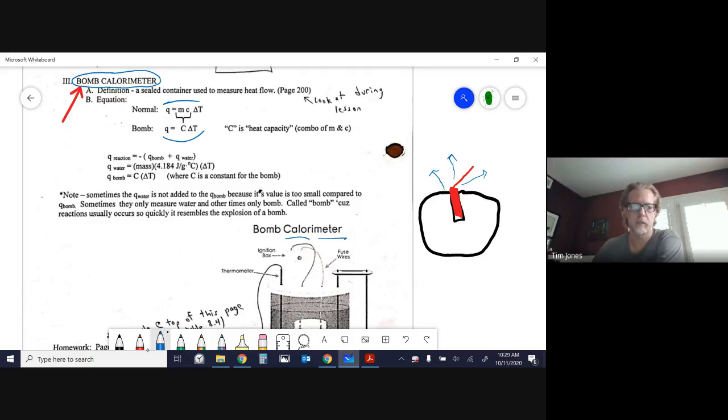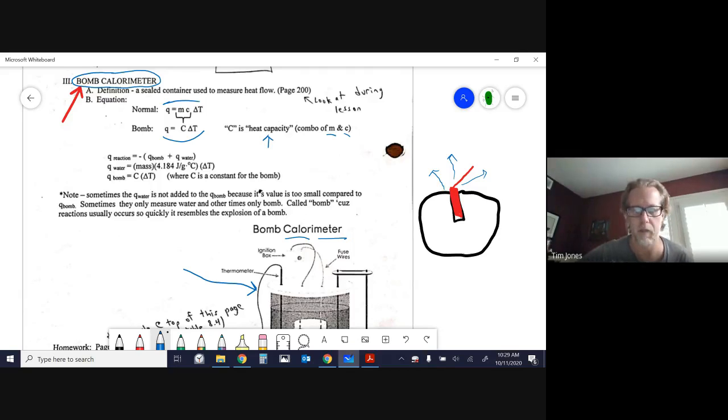This big C is known as heat capacity, and that you can think of as a combo of the mass and the specific heat. And this would be specific to a particular machine. So this particular bomb calorimeter down here at the bottom, it might be given a value in which if you are using it for an experiment, it might say it has a heat capacity of a certain value, and that would be relative to that exact machine. And of course, assuming you're using it correctly.